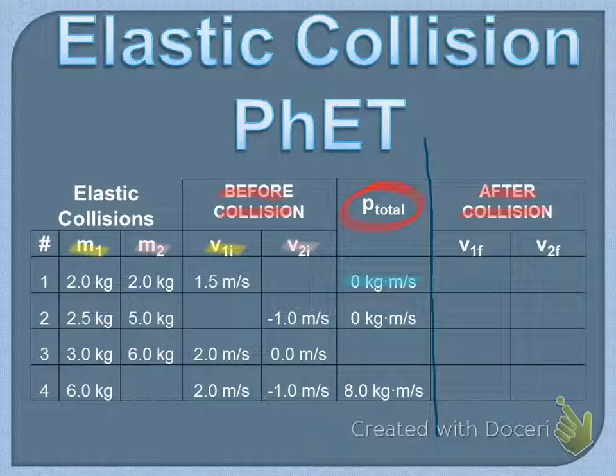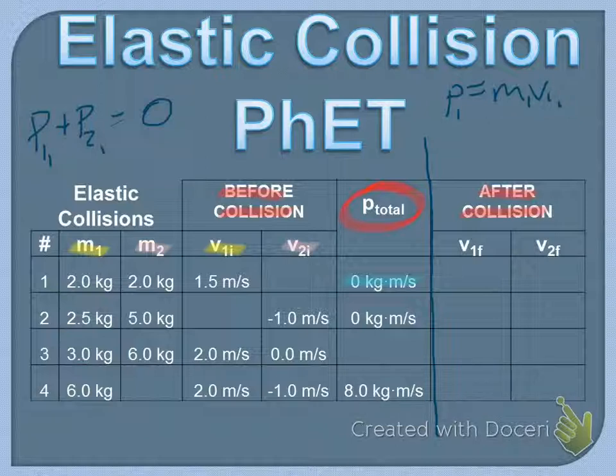So that means that the momentum of object 1 initial plus the momentum of object 2 initial, in this case, has to equal 0. And remember, momentum is always mass times velocity for our objects. So for object 1, it's going to be the mass of 1 times the velocity of 1 initially.